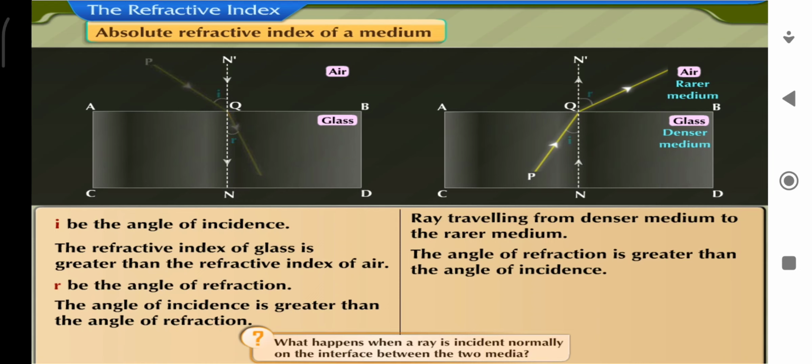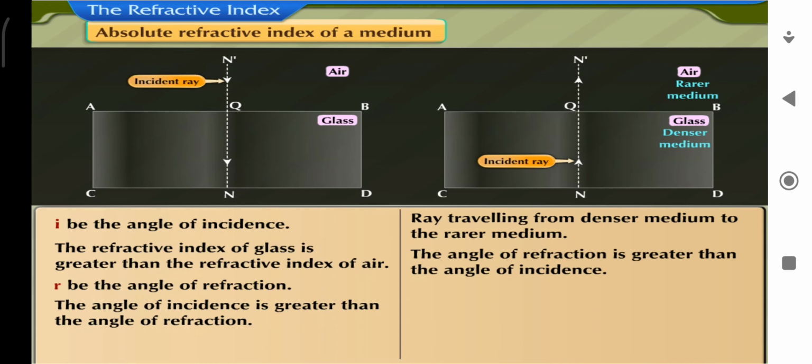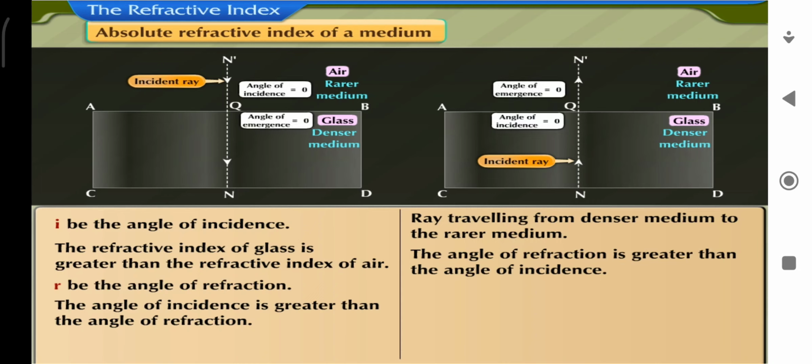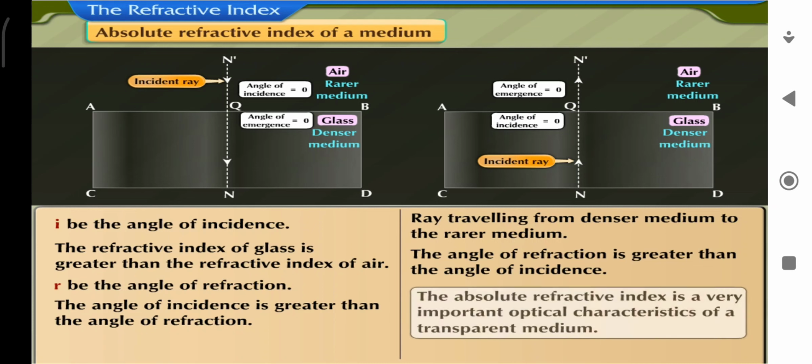What happens when a ray is incident normally on the interface between the two media? The ray which is incident normally on the interface between the two different media propagates undeviated from one medium to another. Consider a ray of light traveling from a rarer to denser or denser to rarer medium. Here, the angle of incidence is 0. Therefore, the angle of emergence is also 0. The absolute refractive index is a very important optical characteristic of a transparent medium.